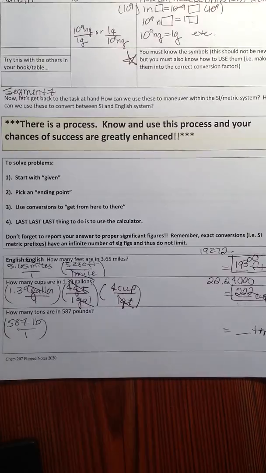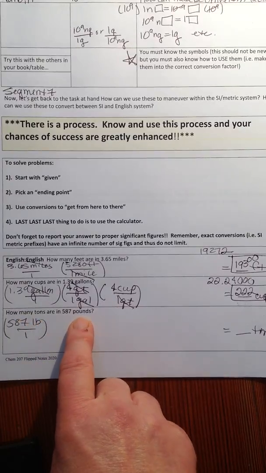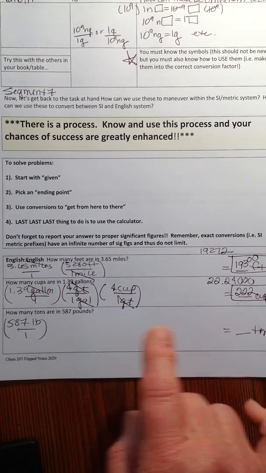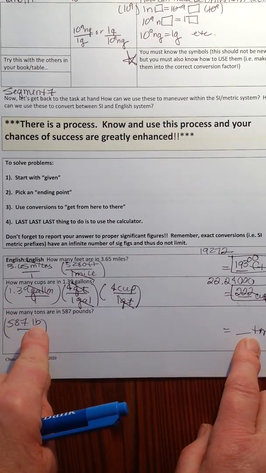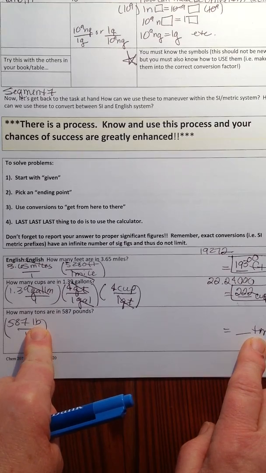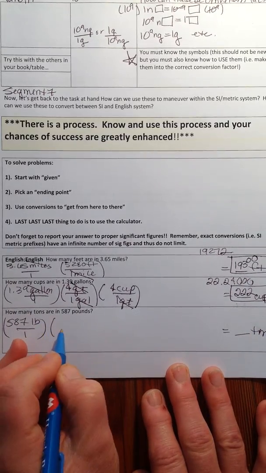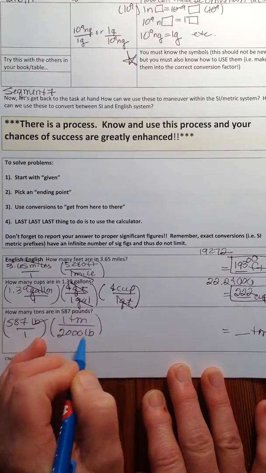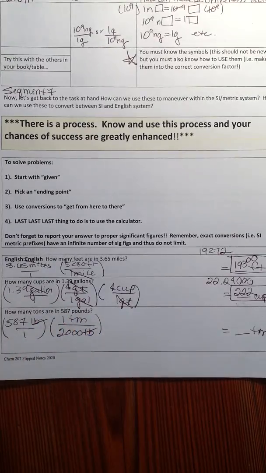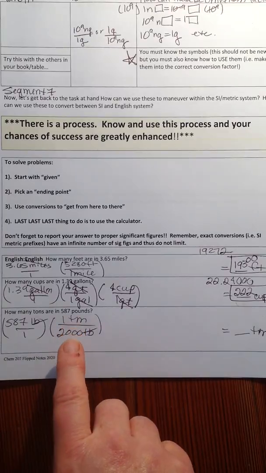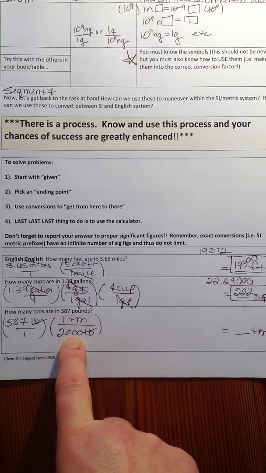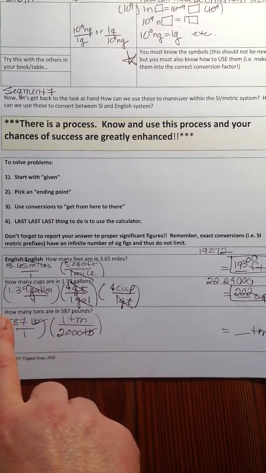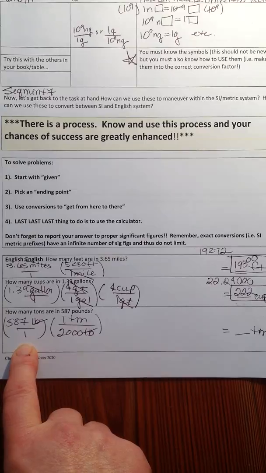Okay. How many tons are in 587 pounds? Here's our starting place in pounds, our ending place in tons, and we have to ask ourselves, how are we going to relate pound to ton? Most people know that there are 2,000 pounds in 1 ton. That is the English definition of a ton. And this we're going to use as our definition. This is how we are defining this. So this is our measured quantity. So we're going to use 3 significant figures as our final answer.